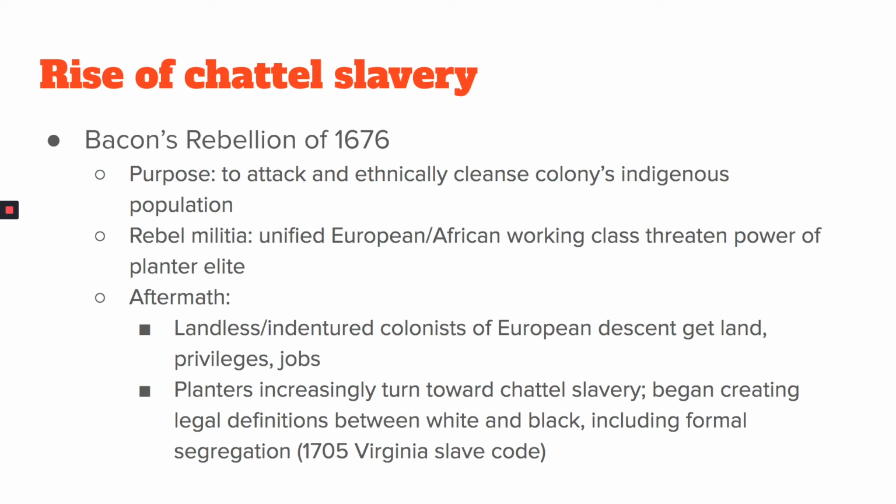So the planters decided that they would give some more land to these folks. They would get certain privileges and they would get certain jobs. At the same time, the planters increasingly began to turn towards chattel slavery. And they also began creating legal definitions between white people and black people, including formal segregation. And this was all embodied in the 1705 Virginia Slave Code.